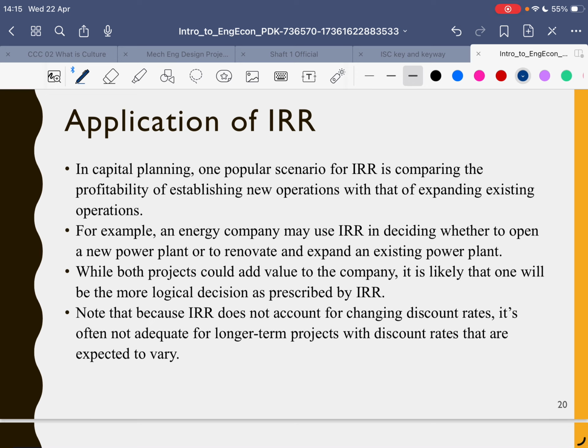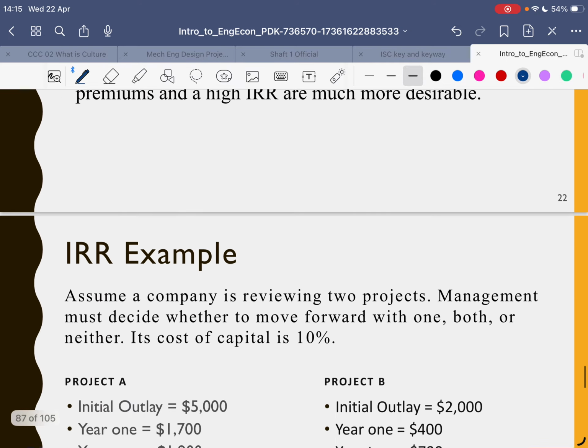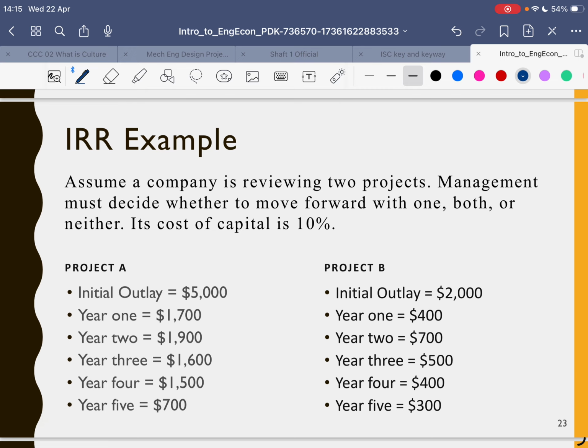Example of IRR: a company is reviewing two projects, and management must decide whether to move forward with one of them or neither. Its cost of capital is 10%. Hopefully you still remember the cost of capital. Project A has an initial outlay of 5,000, and returns from year 1 to year 5, while option B has an initial outlay of 2,000 and the returns from year 1 to year 5 are as shown.